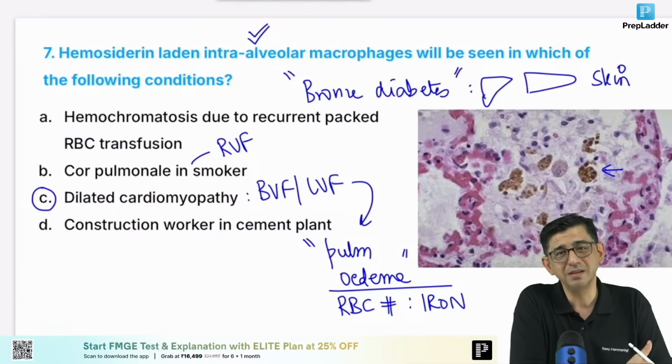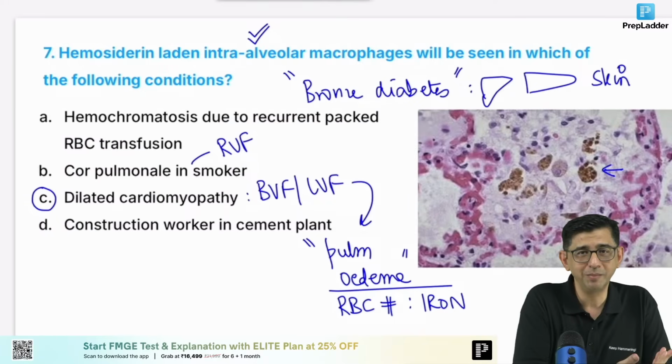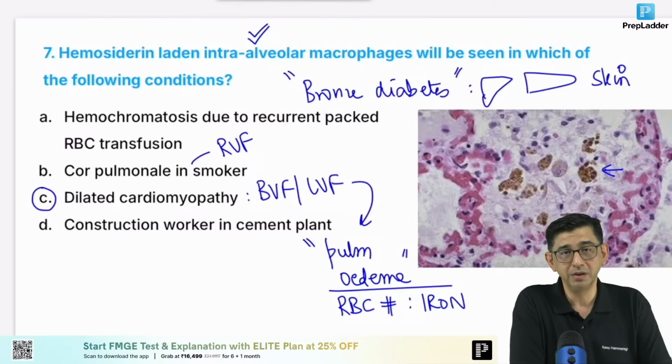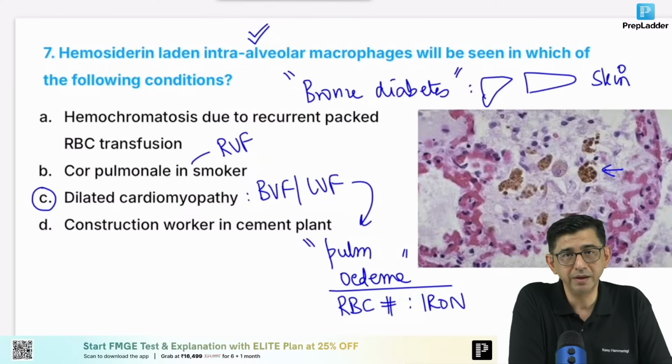And a construction worker in a cement plant, that's going to be asbestosis and silicosis. So even those would be discussed today. But the correct answer for this question is option number C. I hope it is very clear, guys, that if I had said the word heart failure cells, the strike rate of this question would have been much more than what I actually saw.